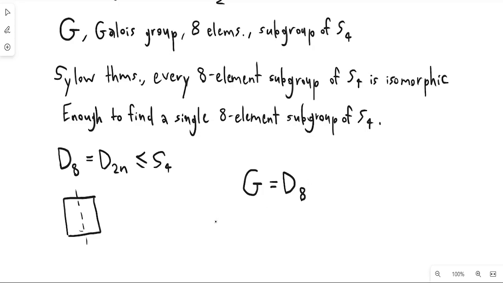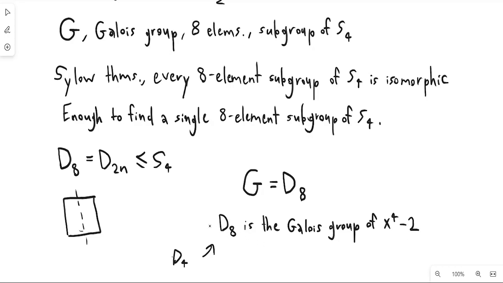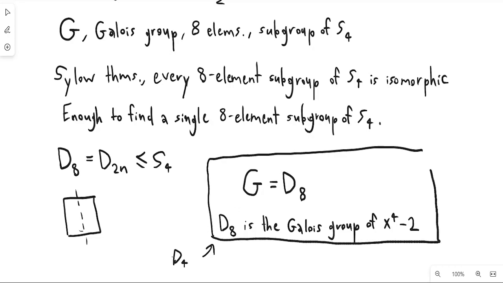D8. So finally, we conclude that D8 is the Galois group. You can also denote it as D4. So sometimes people will write this as D4, depending on your preference. But this is the Galois group of x to the 4th minus 2. And we get that using the fundamental theorem of Galois theory, and then also using the Sylow theorems.